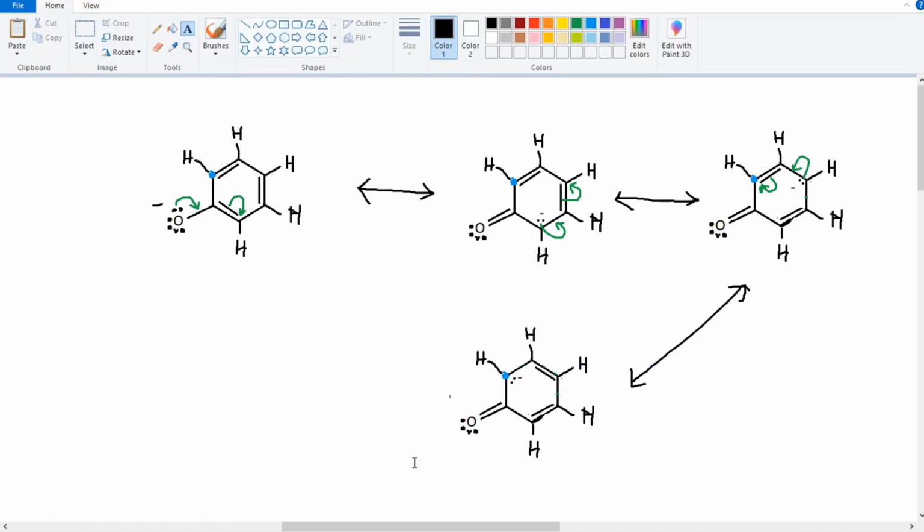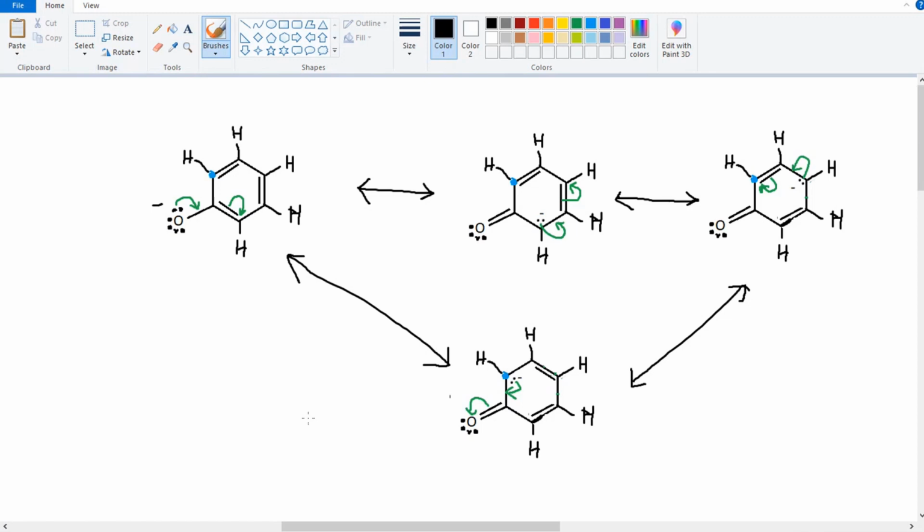And technically speaking, one could say you can also then move these electrons back here. And that's going to kick these electrons back up to the oxygen, which is basically going to give you your original Lewis structure, your original resonance structure. Does that make sense? Yes, thank you. You're welcome.